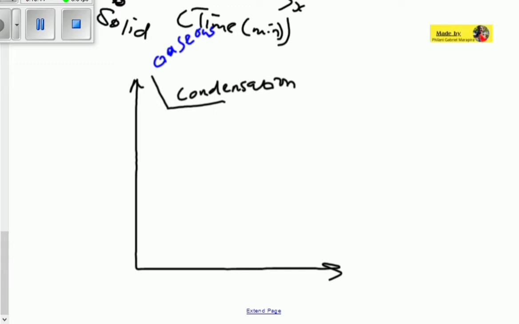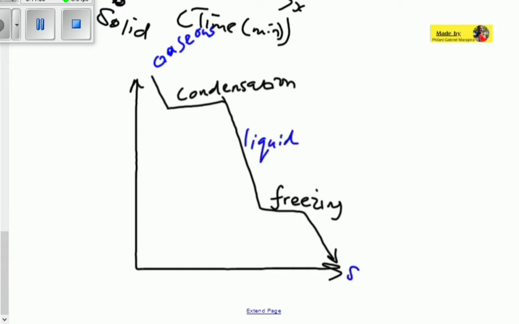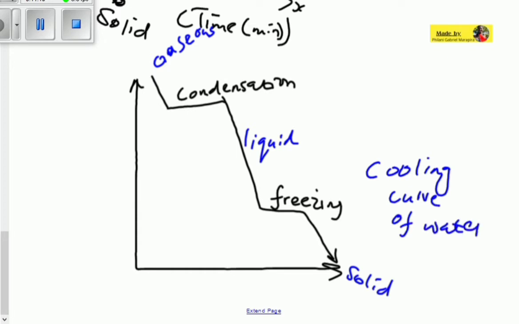So we actually looked at that. And then later on it freezes. This is the freezing process. So first of all, it was in a gaseous state. It condensed to a liquid state. So if we're going to check here, this is the liquid state, and then back to a solid state. So this is actually the heating and cooling curve. So this is actually called the cooling curve of water. So we have seen the cooling curve and the heating curve.